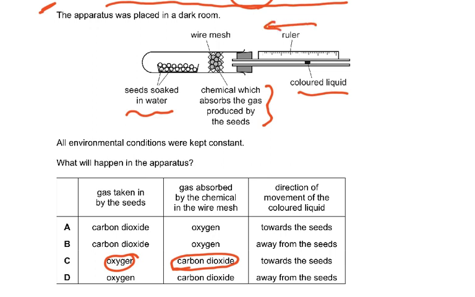Why? Because as the oxygen is used up, the carbon dioxide is absorbed by this, so a pressure difference is created. And then this colored liquid is going to move this way towards the seeds, so it's going to move towards the seeds. So that is why the answer is C.